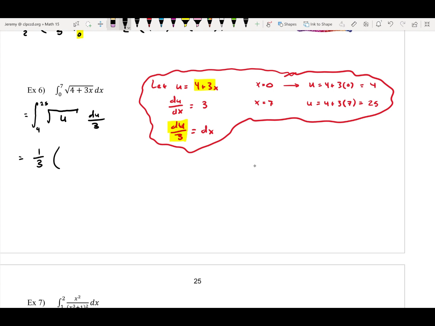This is u to the 1/2 power, so the antiderivative will be u to the 3/2, and then multiply by the reciprocal of that new exponent, 2/3. And I'm not going to put the plus c because it's a definite integral. I just have to evaluate at 25 and 4 and take that difference. So I'll do that next. 1/3 times, okay, plugging in 25. So 2/3 times 25 to the 3/2 minus 2/3 times 4 to the 3/2.